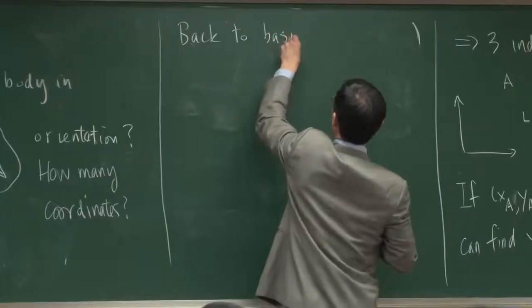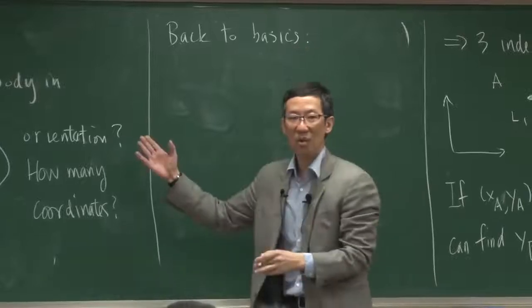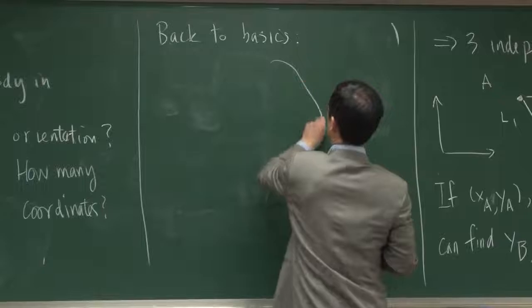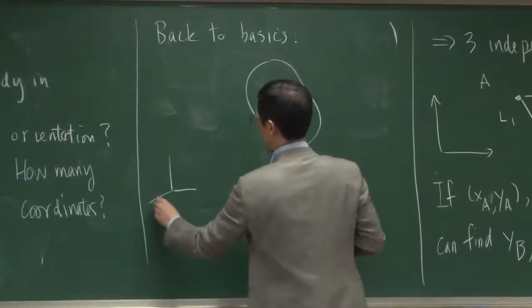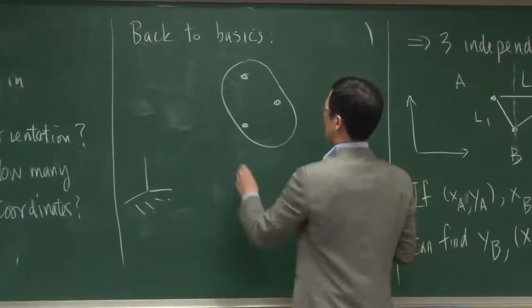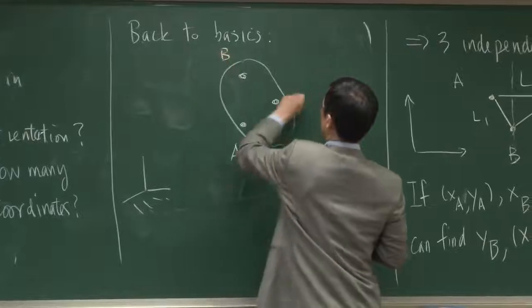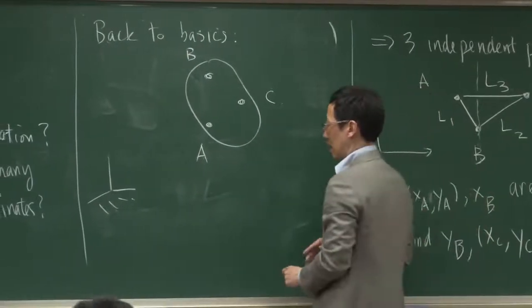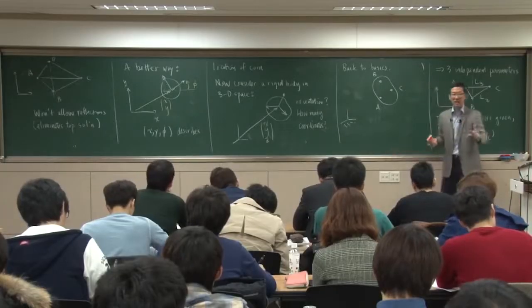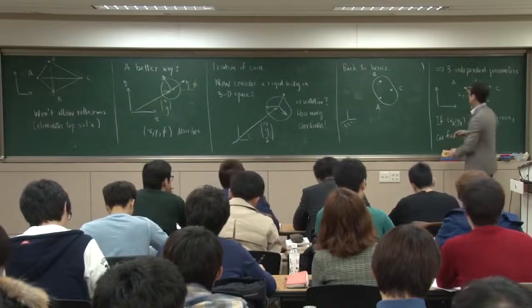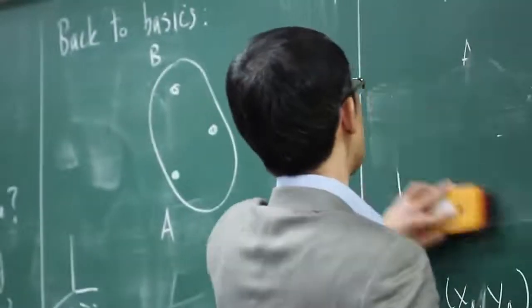Let's do what we did for the coin, again, for this rigid body. Namely, let's go back and just pick 3 points, A, B, C. And now let's write down the relevant constraints. It's the same constraint as before.